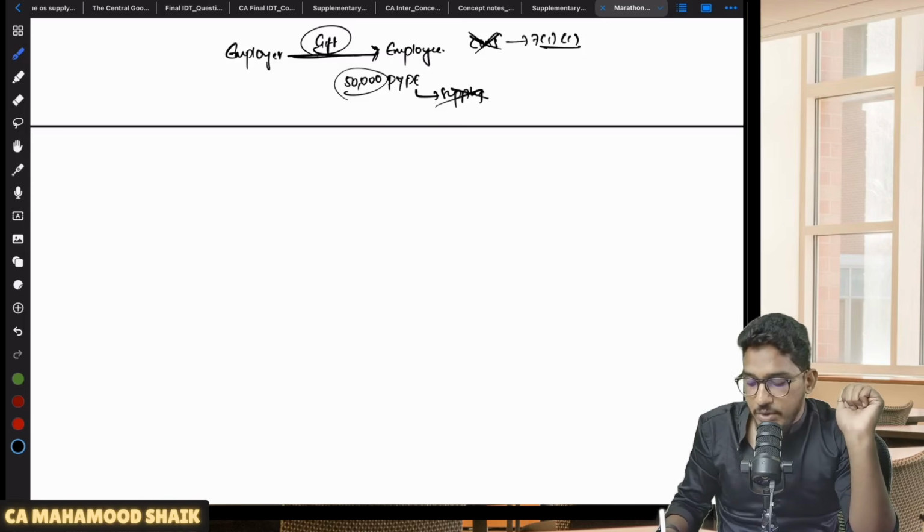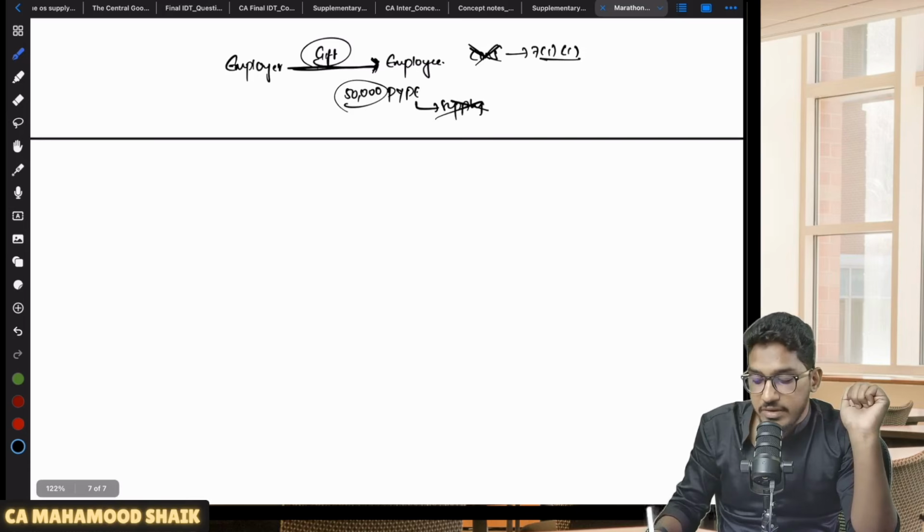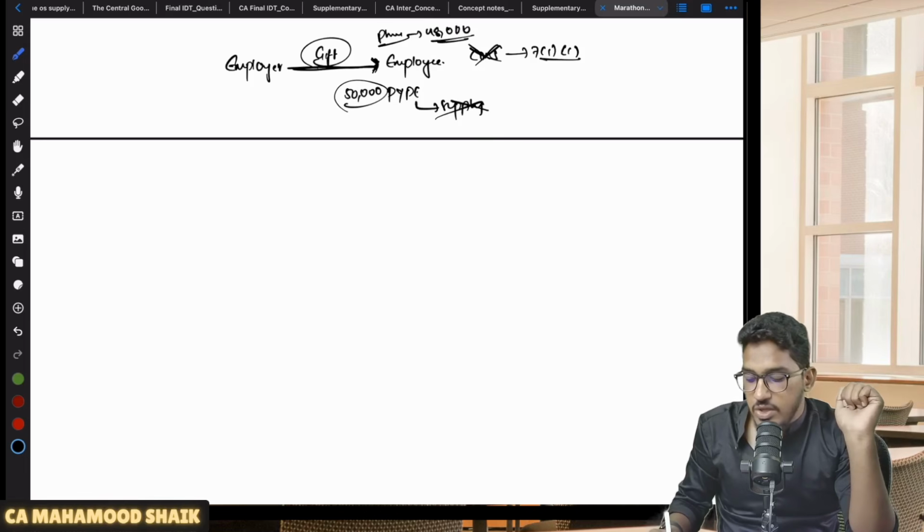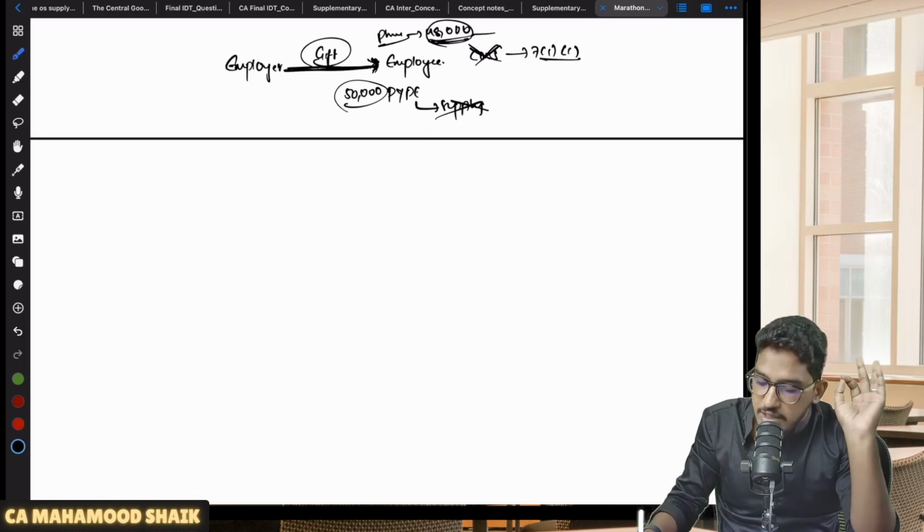Let us say an employer is giving a gift to his employee. He is giving one mobile phone whose value is 48,000 rupees. So here the employer has given a gift to an employee amounting to 48,000, which is up to a value of 50,000 per employee in one financial year. So on this, it will not be treated as supply. No GST will be payable.